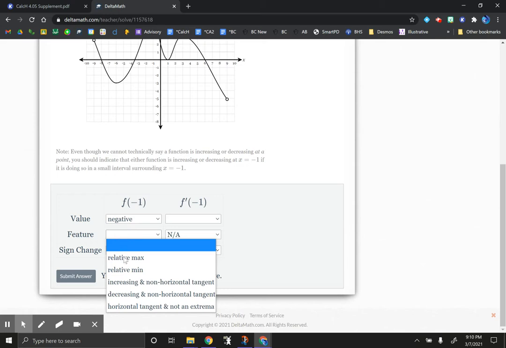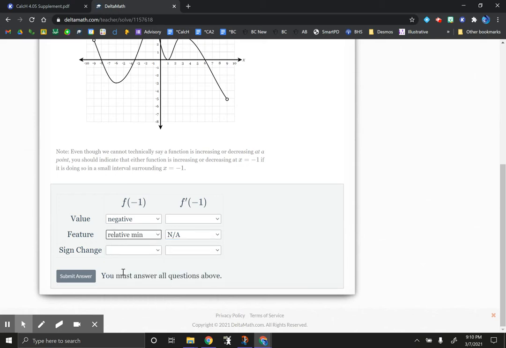The feature was that we had a relative min that showed up on that graph. And for a sign change, we would say that there is no sign change because everything was negative. We were all below the x-axis. So we're going to say that there was no sign change. That no sign change for the bottom row has to deal with what's going on at the very top. If this was a negative value, and we're negative to the left and negative to the right, there would be no sign change.